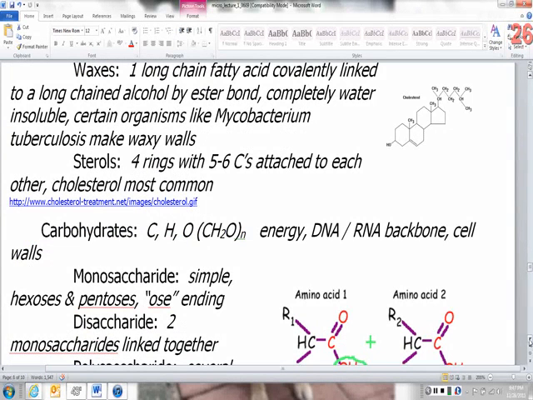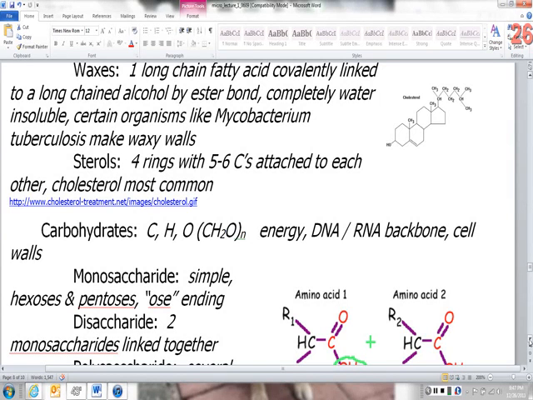The carbohydrates are composed of carbon, hydrogen, and oxygen in a repeating pattern of CH2 n times. They are used for energy, making the backbone of both RNA and DNA, and a component of cell walls. A monosaccharide is typically a simple sugar and involves just one sugar. Their names usually end in OSE or OS and are commonly hexoses with 6 carbons or pentoses with 5 carbons.